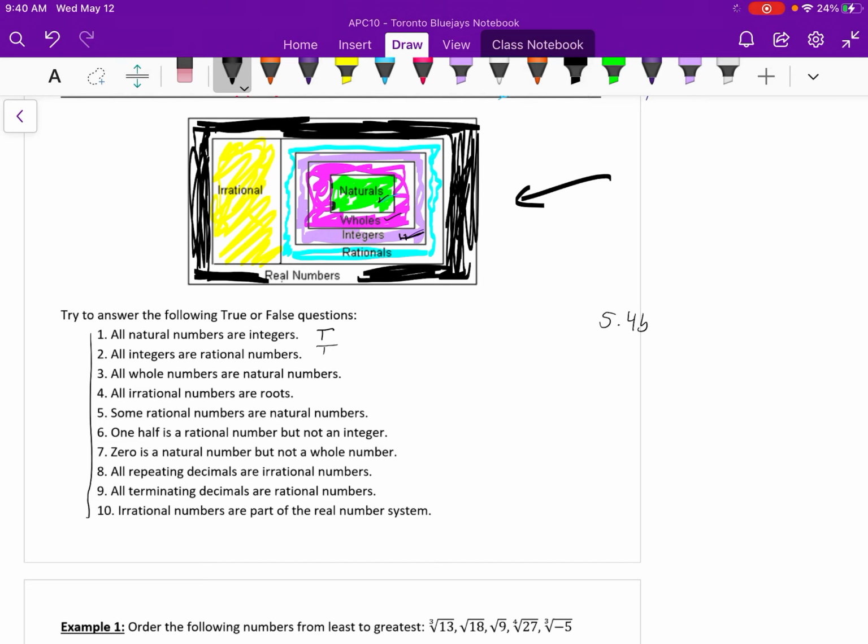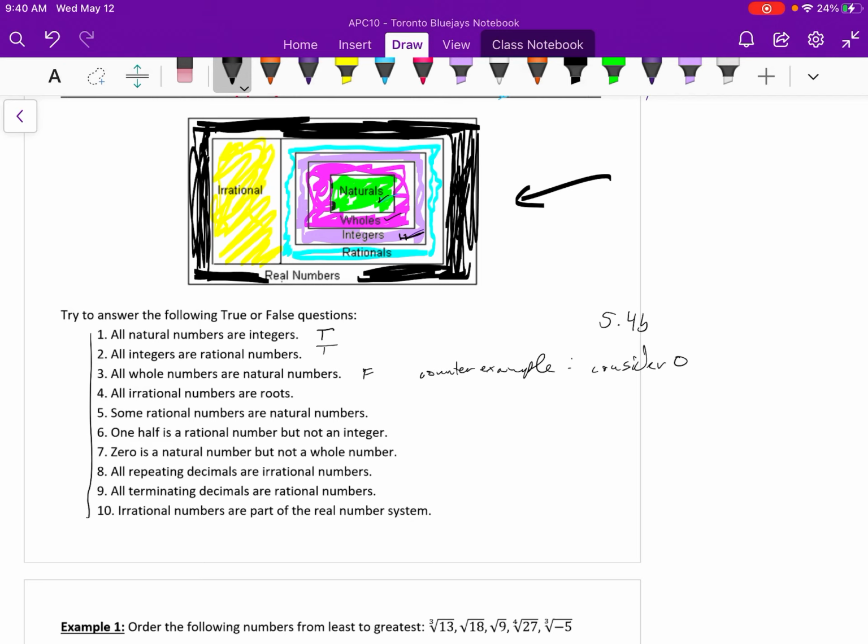All whole numbers are natural numbers. Now, all whole numbers are natural numbers. Is this true or false? If you can think of one exception here, it has to be false because it says all whole numbers. And in fact, it's false. And I'm going to say counterexample. A counterexample is an example where it disproves that statement. Counterexample. Consider 0. 0 is a whole number, but it is not a natural number.